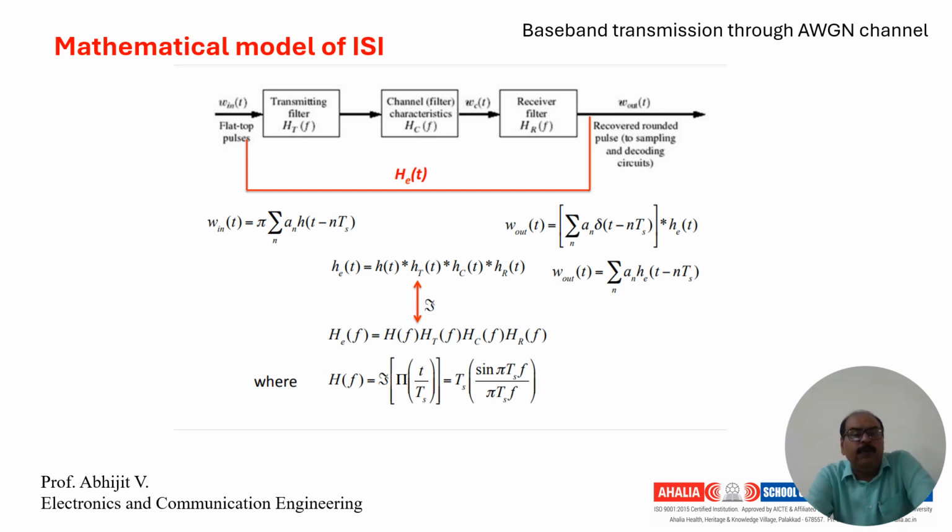So in the mathematical model, we are considering three parts: the transmitting filter with a transfer function H_t of f, the channel H_c, and the receiver H_r. The signal at the output will consist of the convolution. We have seen this in the previous slide, that it is a double convolution of the three important characteristics, that is the transmission characteristics, channel characteristics, and the receiver characteristics. And we'll have respective weights for each of these.